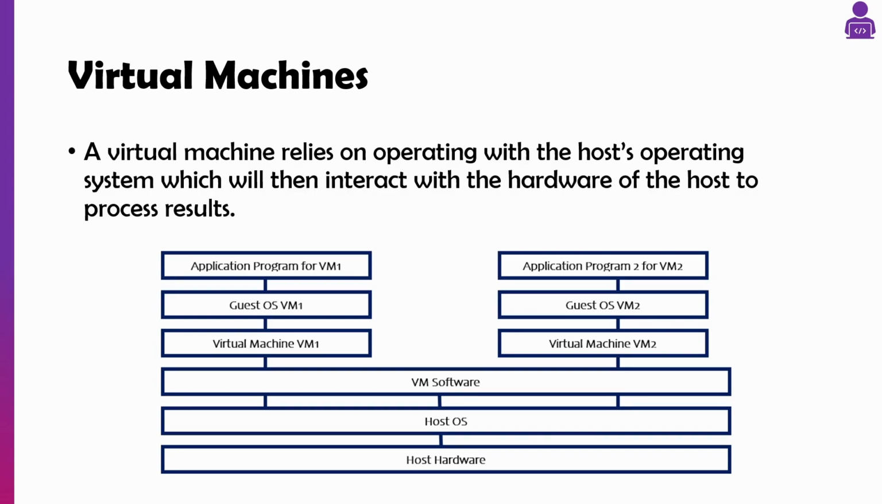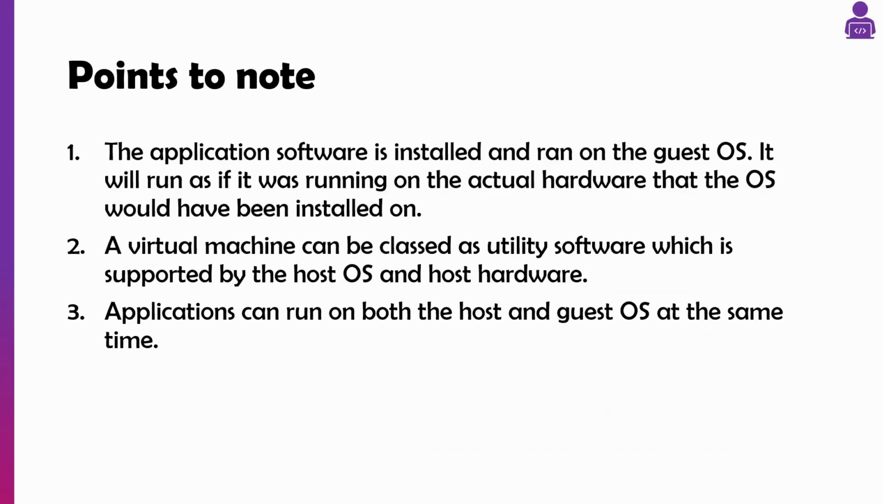The only thing to note is that with these virtual machines, they are going to slow down your computer, and it's not going to be an exact replication of the real thing, but it's pretty similar, it's pretty good. So the application software is installed and run on the guest operating system, and it'll run as if it was running on the actual hardware as close as it can do. So some people class it as utility software because it is supported by the operating system and the hardware, and applications can run on both, as we already said, at the same time.